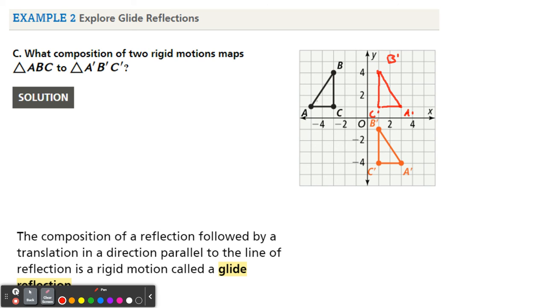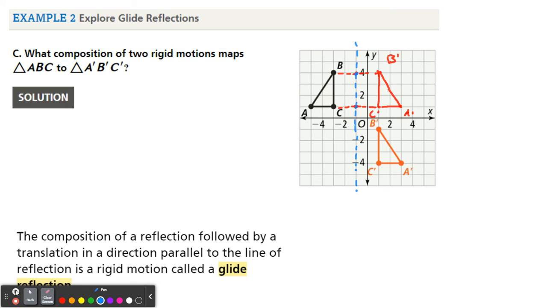So can I come up with the line of reflection that I could reflect triangle ABC across? Well, yes, I can. If I connect C to C prime, 1, 2, 3, 4, this would be the midpoint right there. If I connect B to B prime again, 1, 2, 3, 4, this would be the midpoint. And if I connect those two, let's do it in blue, here's this point and here's this point. Connect them.